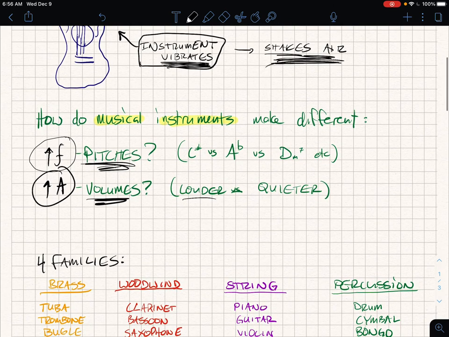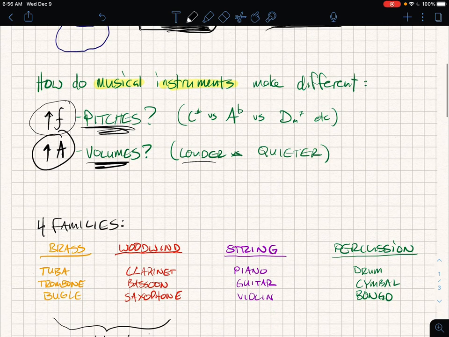All right. The way we accomplish this depends on what type of musical instrument it is. Now, some of you might have learned this in music class in junior high or middle or elementary school or whatever.